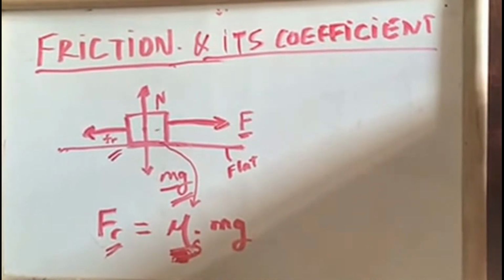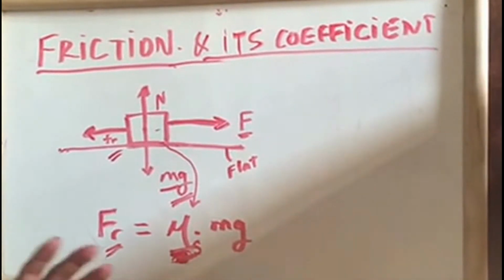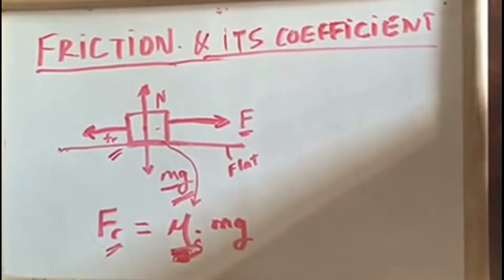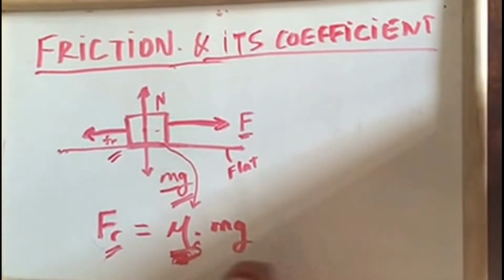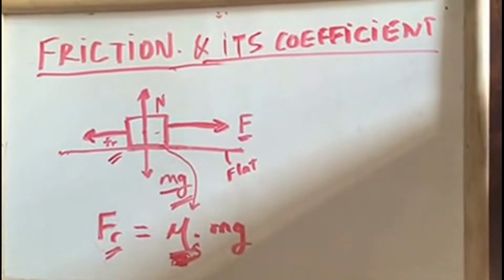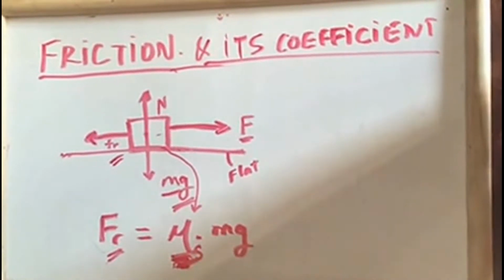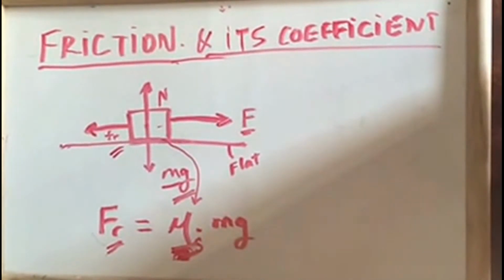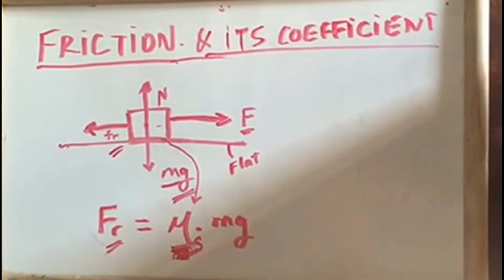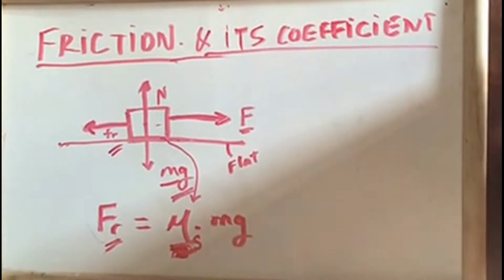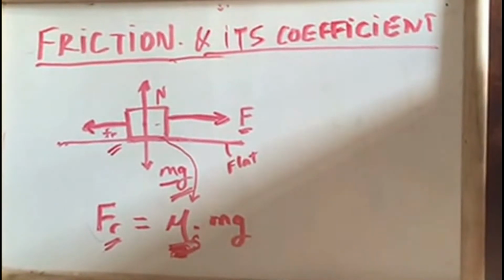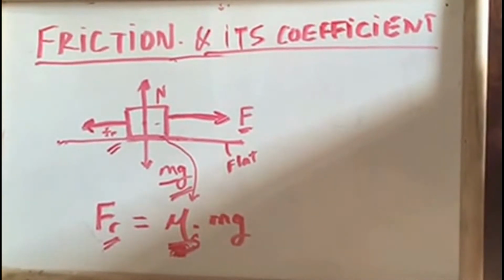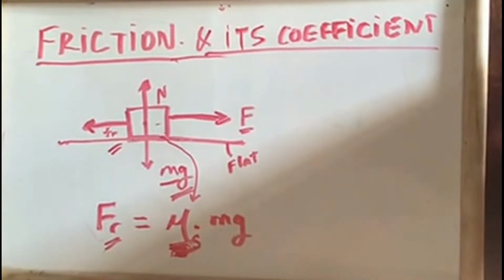Now, as you know, you need friction when you're walking for grip, and sometimes you want to reduce the friction so you can move faster, like when you're ice skating. In this lesson, I'm going to show you how to measure the coefficient of friction on a flat surface. Specifically, it's going to be the coefficient of static friction.